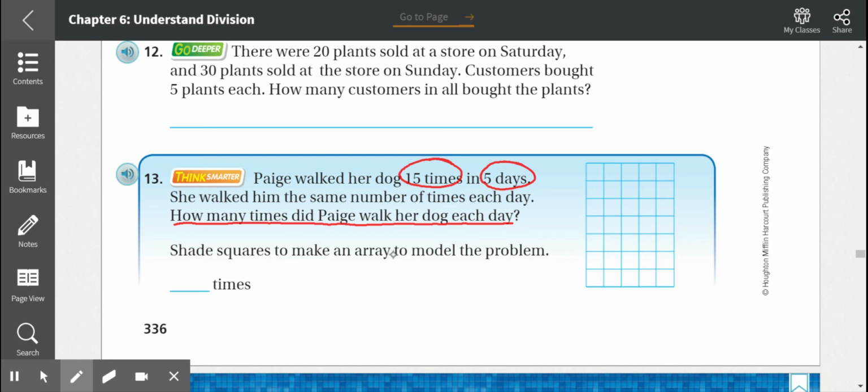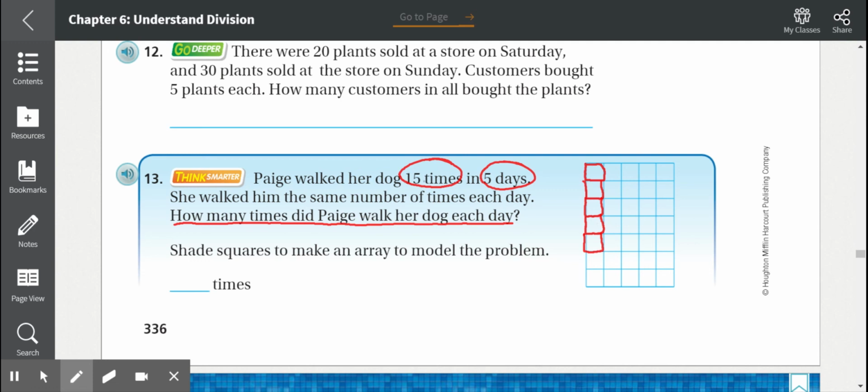Okay. So we know we have 5 days. Oh, and then it says shade squares to make an array to model the problem. So we're going to make an array using these squares. So we know she goes 5 days in a row. So that's 1, 2, 3, 4, 5.